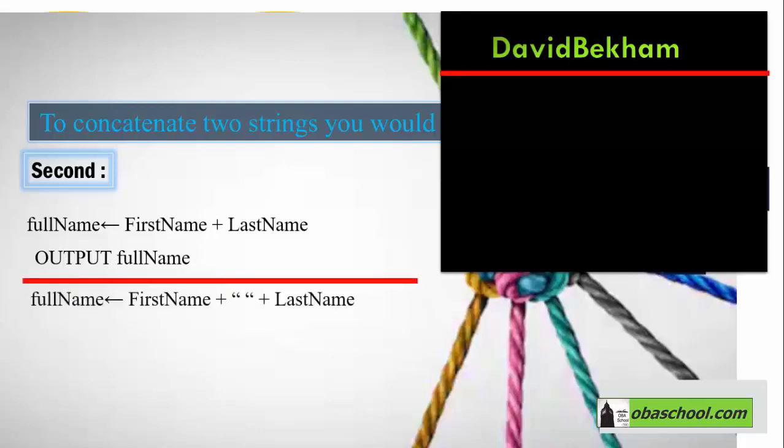First, we will put two quotations, then space, then two quotations. Also, we will put a plus sign before and after them. So, plus, two quotations, space, two quotations, plus. We will place this between the first name and the last name.